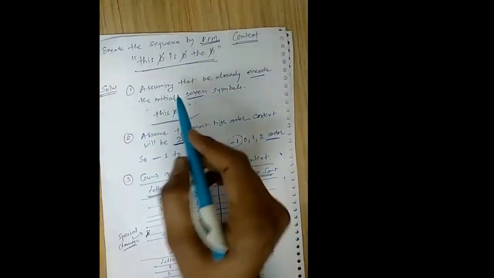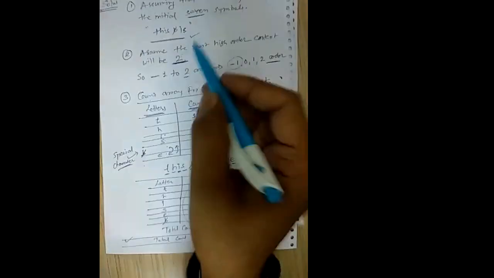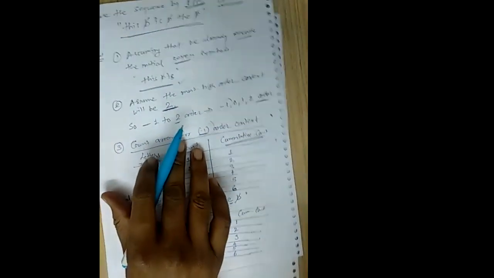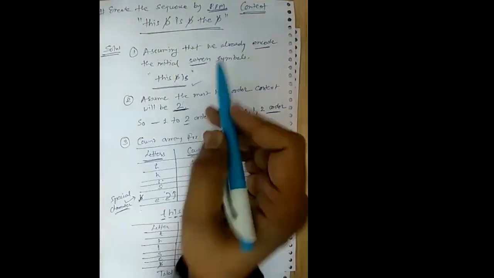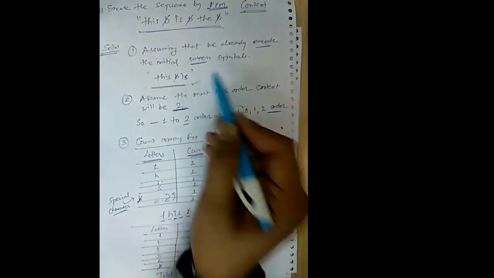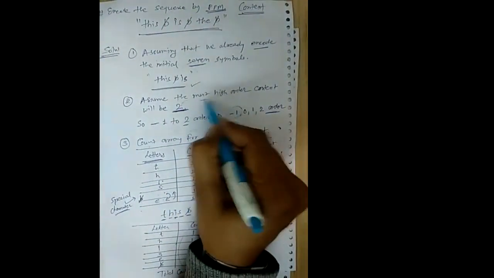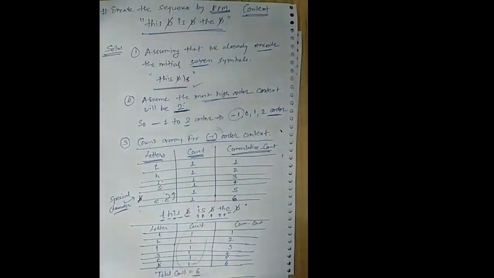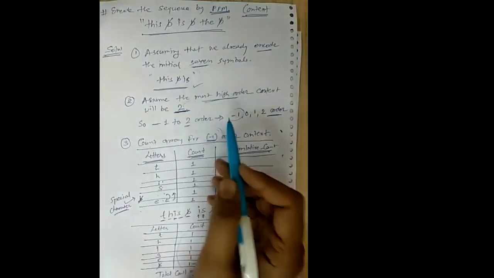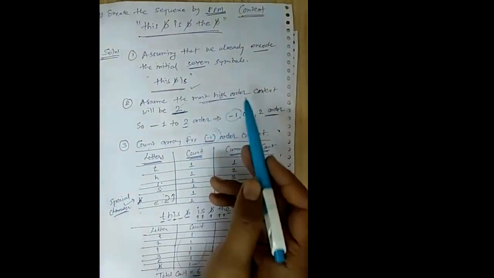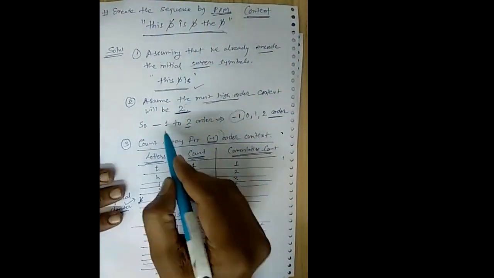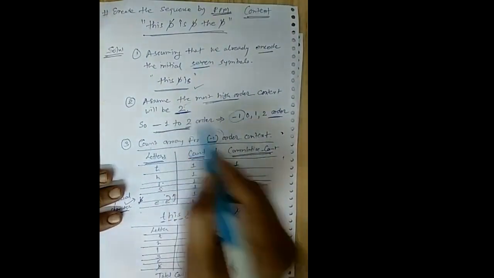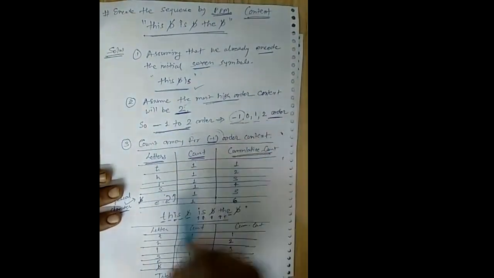Here you can see that we have assumed that this much of the sequence has already been encoded, where initially 7 symbols are already encoded. We assume that the highest order context will be 2. By default you need to assume that the higher order context is 2. We need to predict the context orders from -1 to 2, that is -1, 0, 1 and 2. Based on that we have generated the tables.